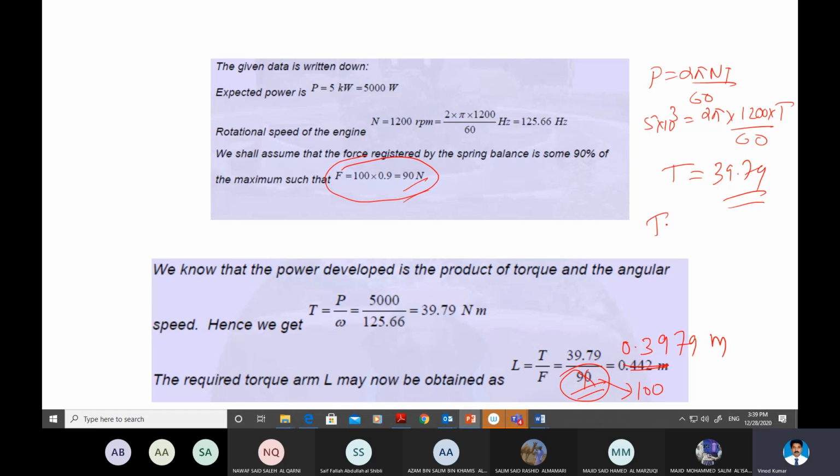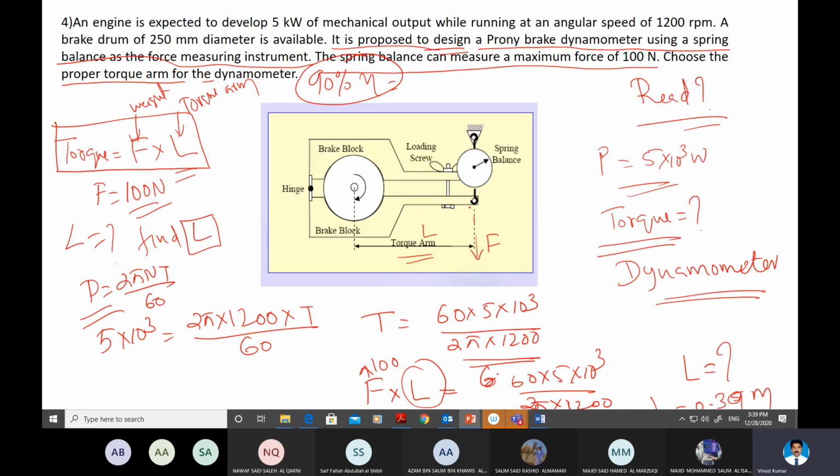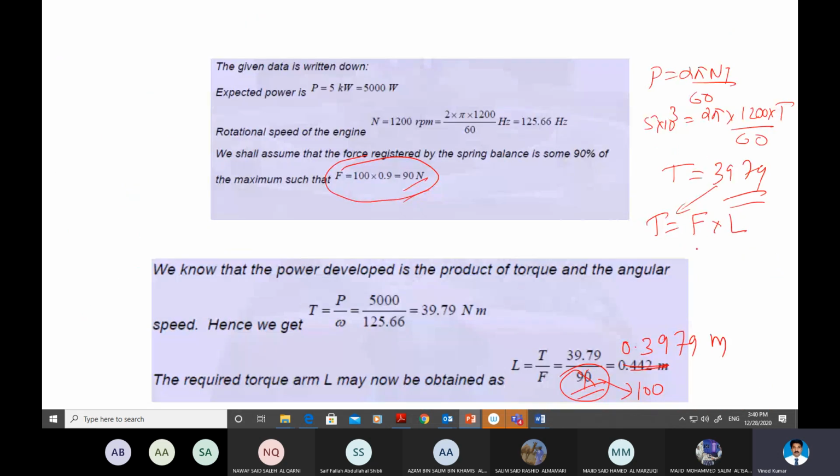Once you get the torque, torque is equal to the force applied times the length. So you have torque here. The force applied is given in the question. How much is the force applied? It can measure a maximum force of 100 Newton. So torque 39.79 equals 100 times L. From here, you can find the torque arm length L.